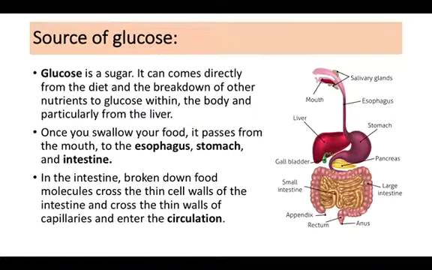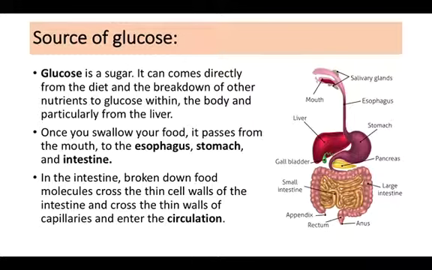Now we've taken care of oxygen, the next question is, what about glucose? How does glucose make its way to the mitochondria? Well, they know glucose is a sugar. We talked about this with the macronutrients. It comes directly from the diet and the breakdown of other nutrients to glucose. The foods that we eat, some are going to break down very quickly to glucose, and some are going to take a little bit longer before it gets to glucose, particularly from the liver.